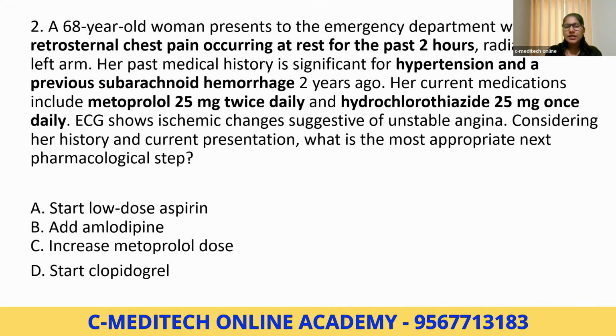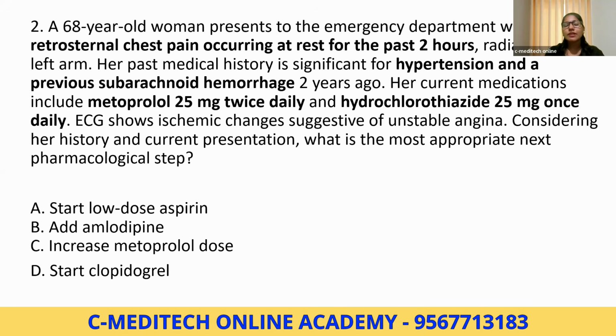Okay, so in this case, a 68-year-old woman has a previous history of subarachnoid hemorrhage 2 years ago and now she is having unstable angina. So what is the most appropriate pharmacological step? That's the question. Currently she is taking metoprolol 25 mg twice daily and hydrochlorothiazide 25 mg once daily.